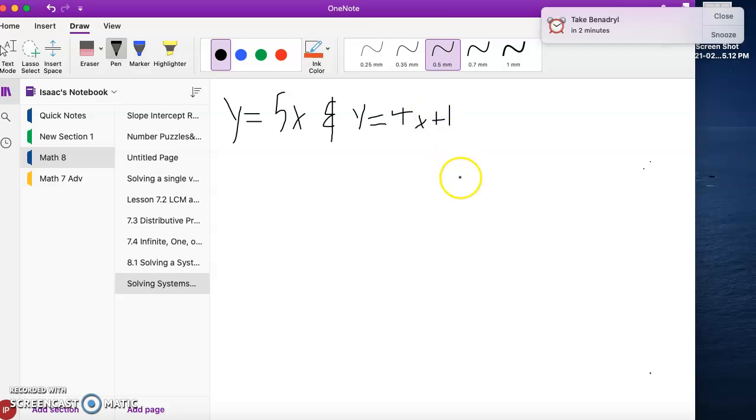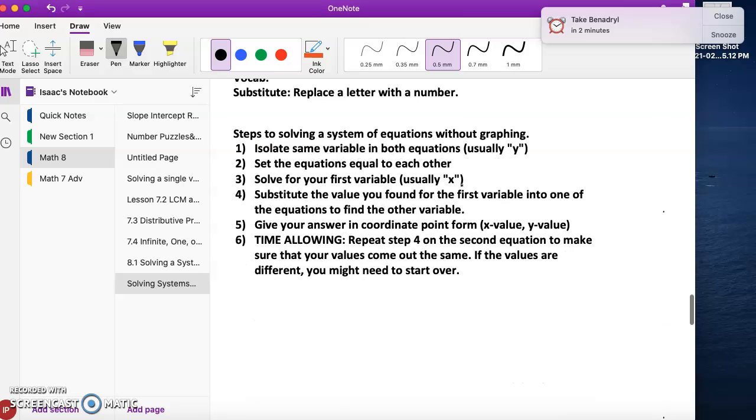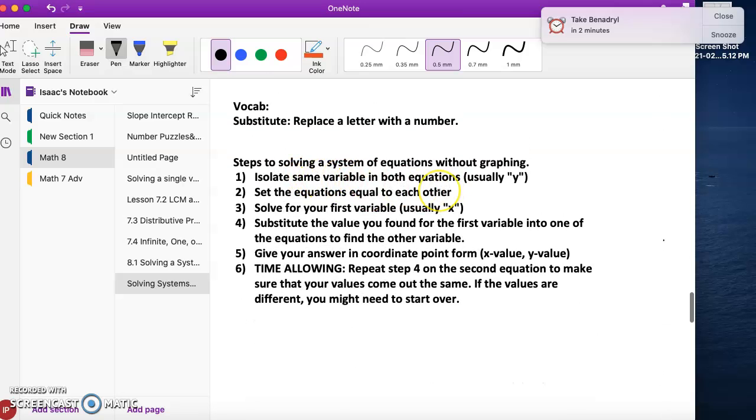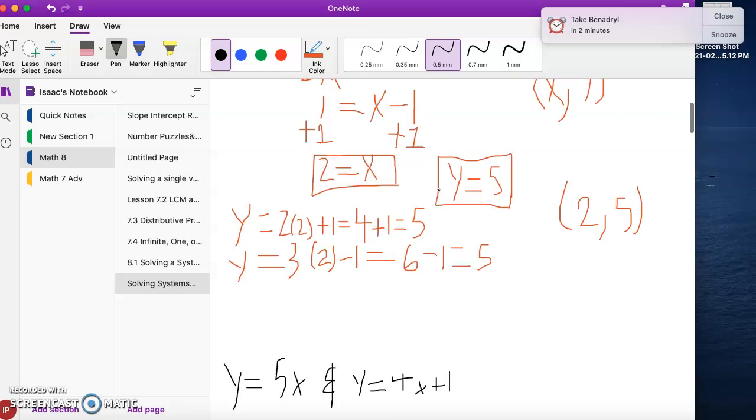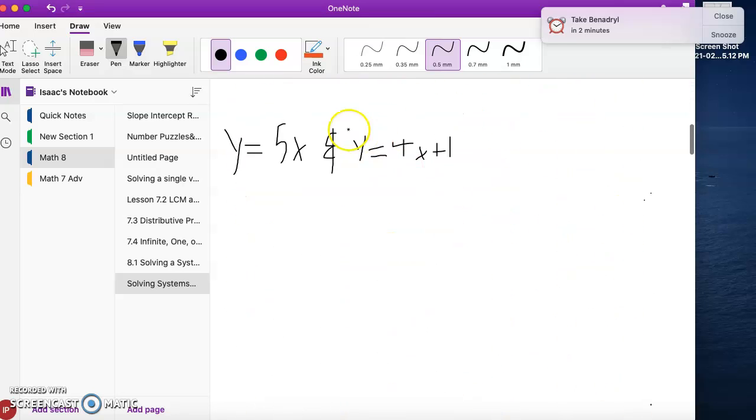In this one, the first step has already been done for me because it says isolate the same variable in both equations. Well, these are in slope-intercept form, which means the y's are already isolated. The y's are already by themselves. So I can just skip to step 2 where I set them equal to each other and say 5x equals 4x plus 1.